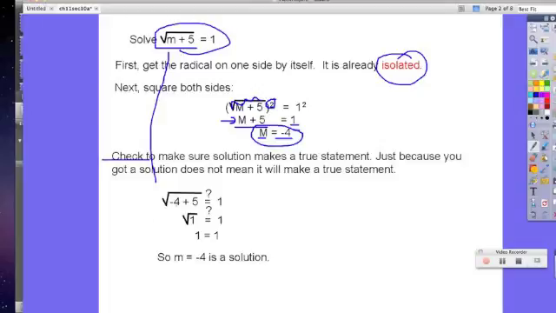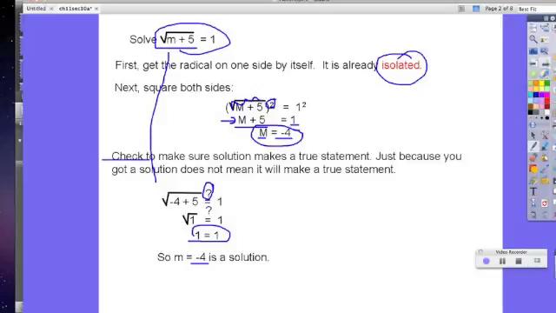So we're going to put -4, which was m, plus 5 under the square root, and we put a little question mark here saying, is it equal to 1? We're asking ourselves, is this going to be a true statement? -4 plus 5 is 1. Square root of 1, is that equal to 1? Well, you take the square root of 1, you get 1. This is a true statement. So therefore, -4 is a solution.